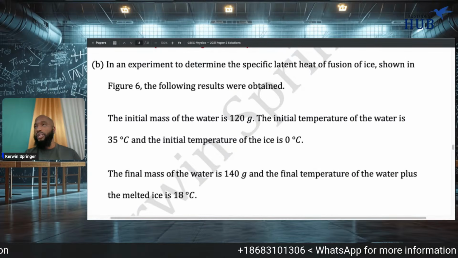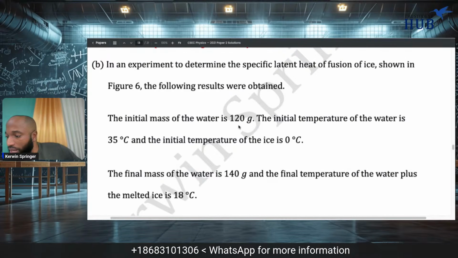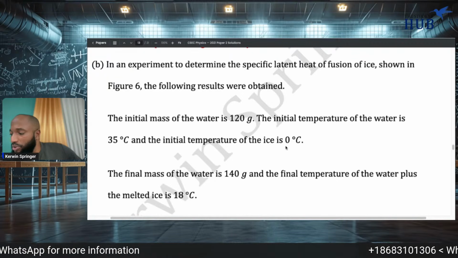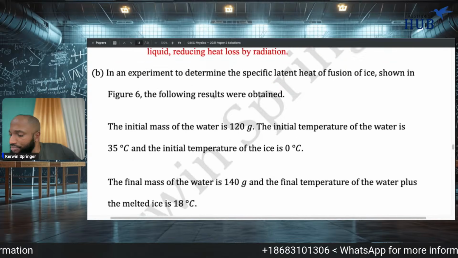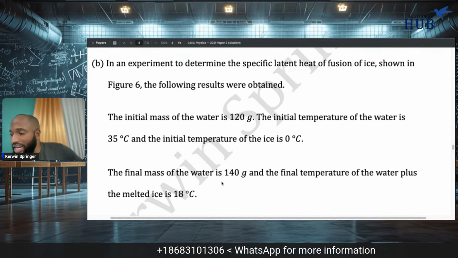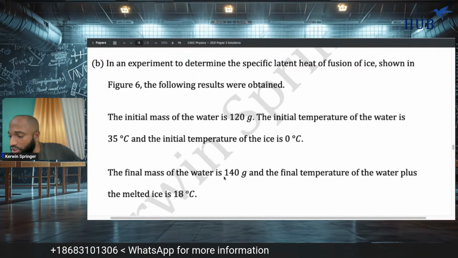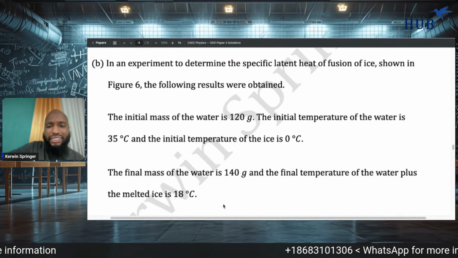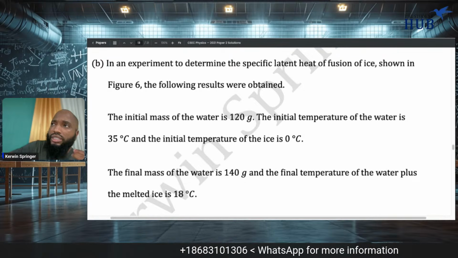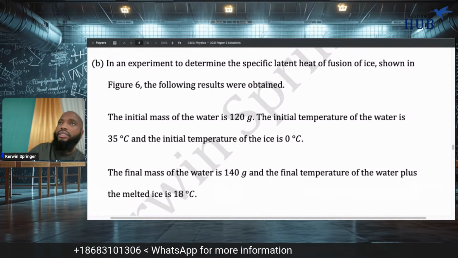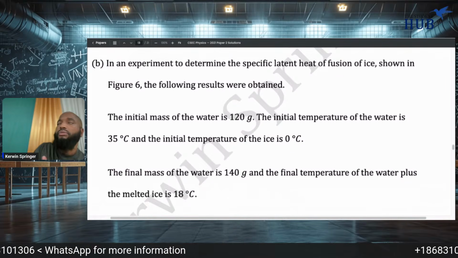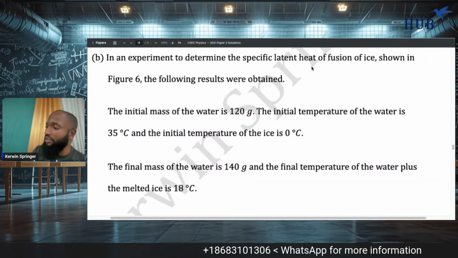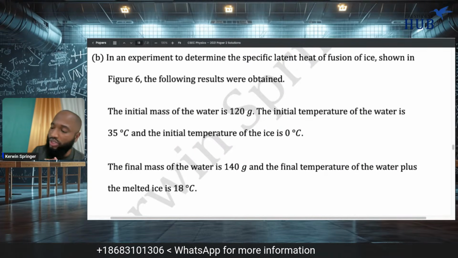Let's just quickly go through the idea of what will happen here then. The initial mass was 120, the initial temperature of the water is 35, and the initial temperature of the ice is 0. What is happening? Is it that they mixed ice and water together? The final mass of the water is 140 and the final temperature. Yes. So this one is slightly different. This is another way it can come. There was some water and they put some ice in the water. Method of mixtures. And I think maybe they will want you to determine the specific latent heat of fusion using that. So that's a method of mixtures.